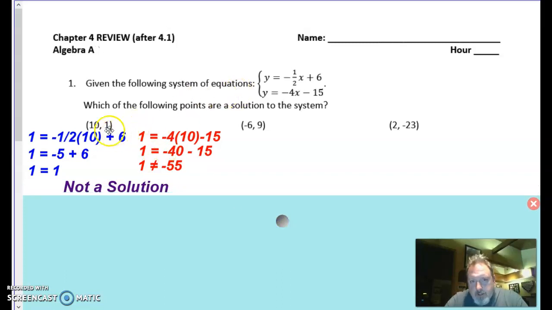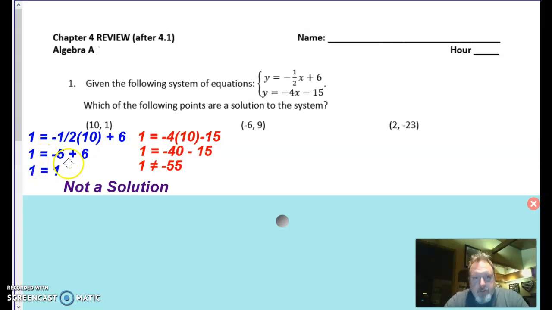So we plug in 10 for x and 1 for y. Plug that into the first equation here. So I started with the top one. So you can see I plugged in 1 for y and 10 for x. And when we did that, we do end up with a true statement. We get 1 equal to 1.